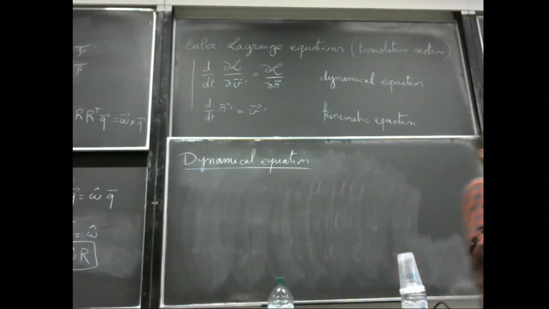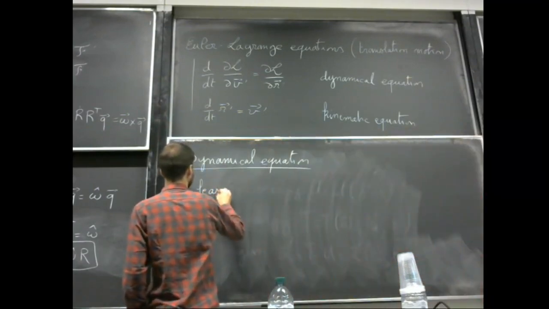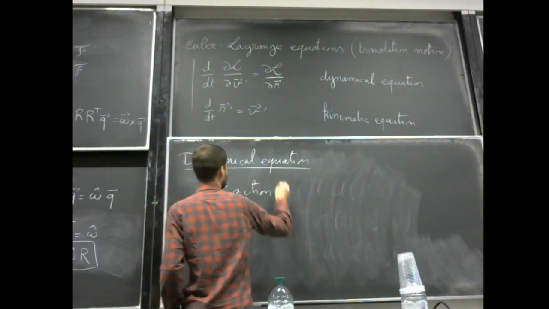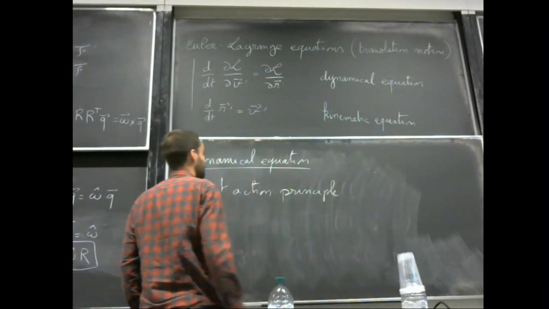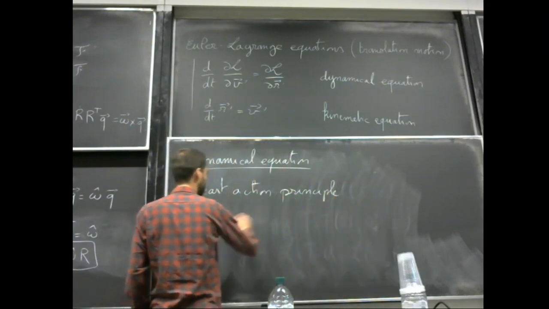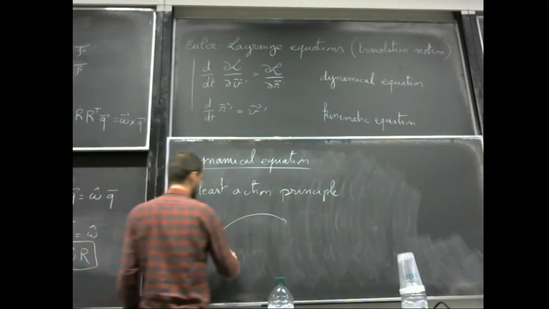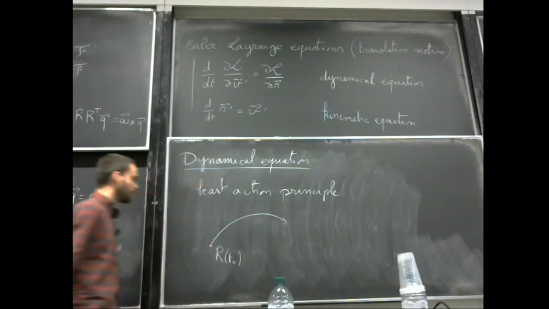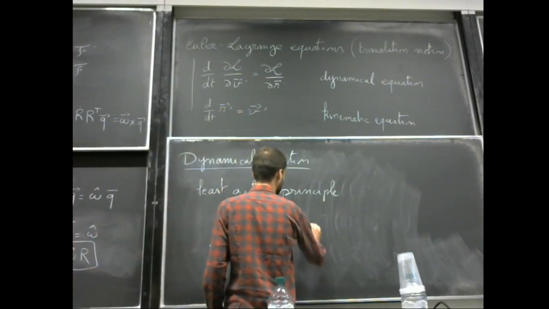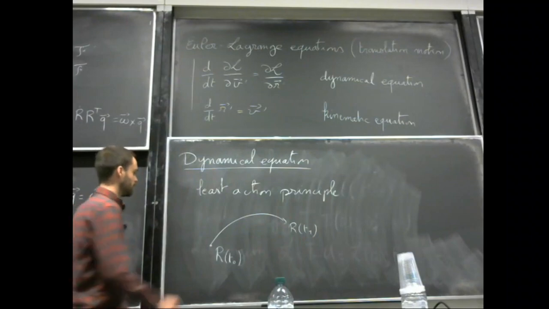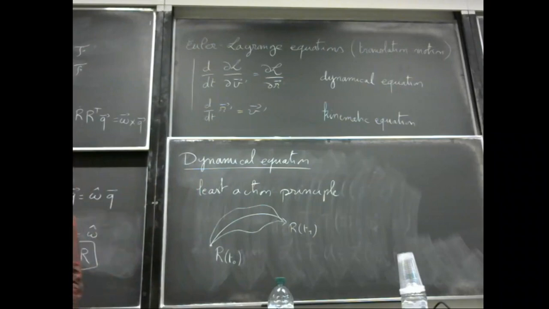So the dynamical equation comes from the least action principle. You want to find, so the configuration space is the rotation matrix. At time t0 you have a given rotation matrix, at time t1 you have another rotation matrix, and you want to find the path that minimizes the action.